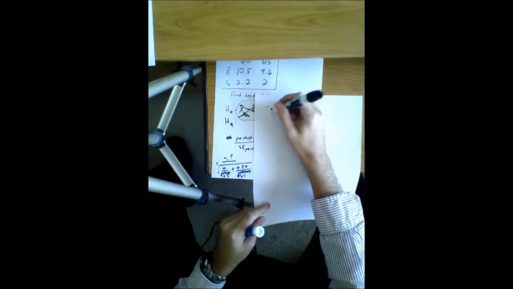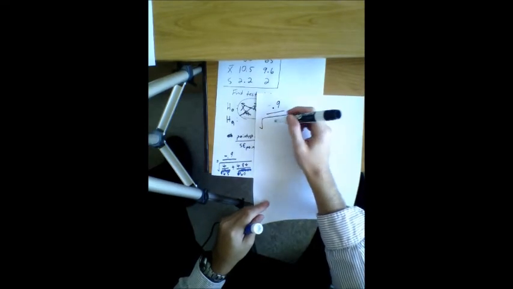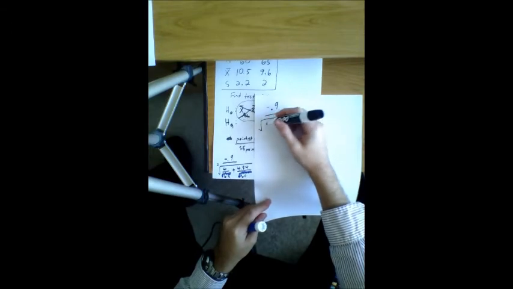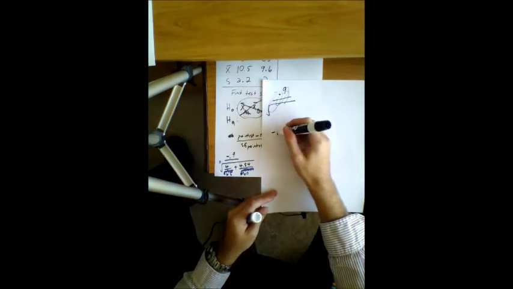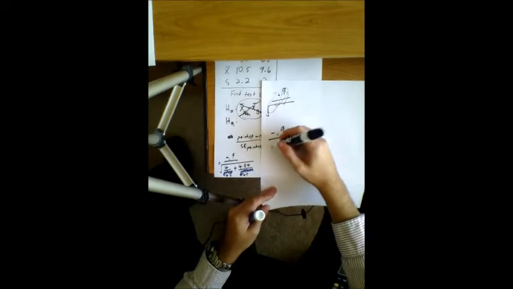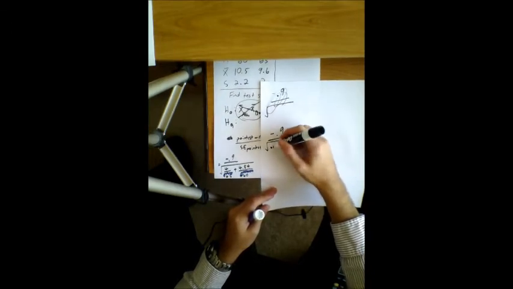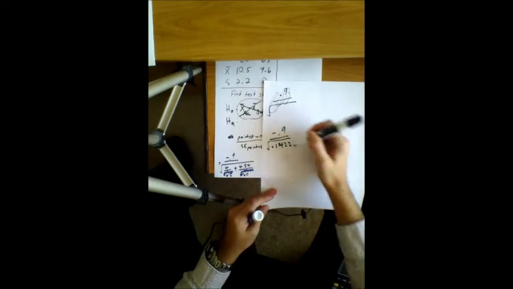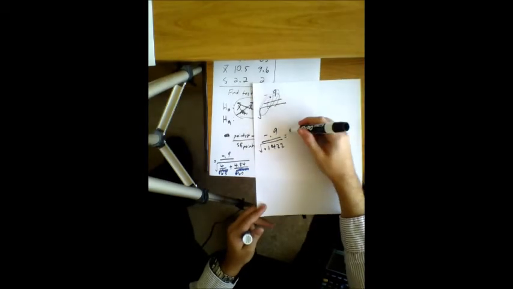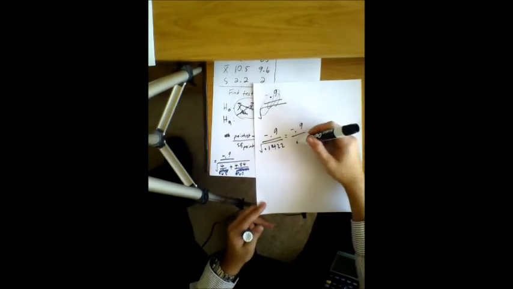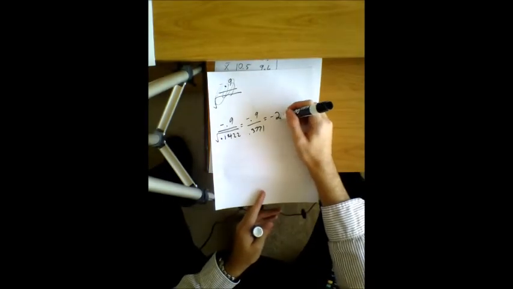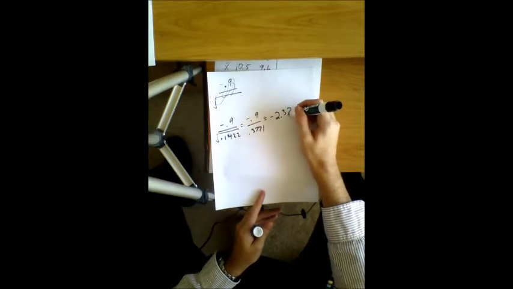All this gives us, let me write this on a different paper, negative 0.9 all over the square root of 0.1422. Taking the square root of this, I get negative 0.9 all over 0.3771, which ultimately gives me negative 2.387.